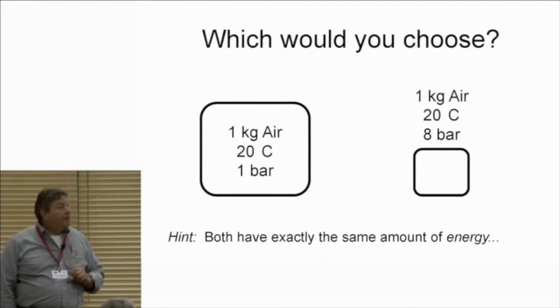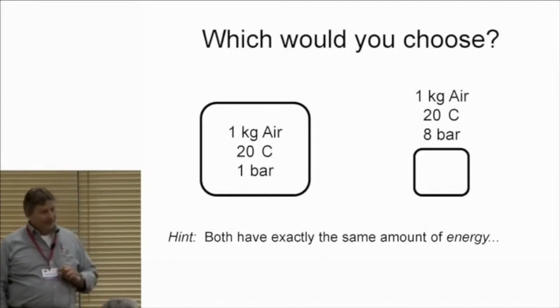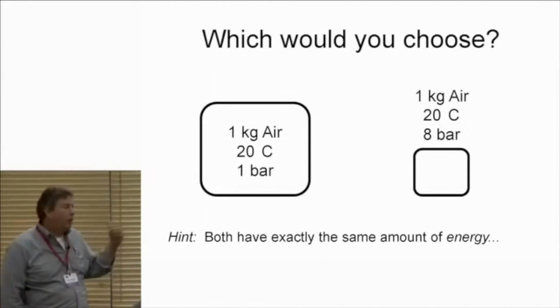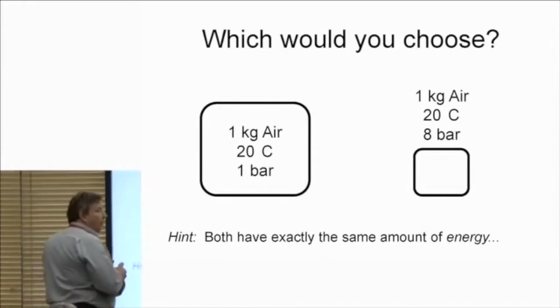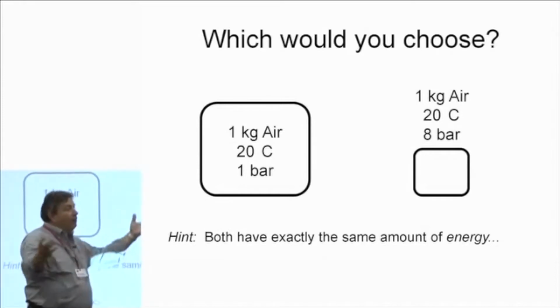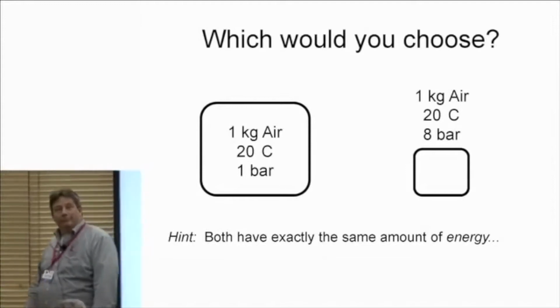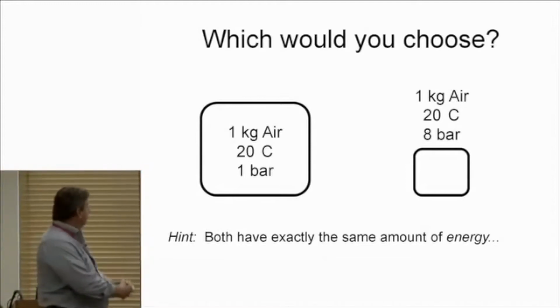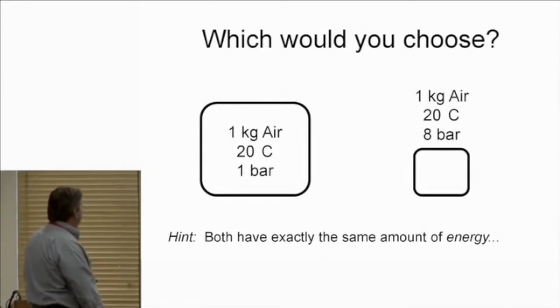Which would you rather have given where you are? The 8 bar. You'd rather have the 8 bar. Why would you rather have the 8 bar? I live in a 1 bar environment, so I can utilize the difference. Well, how would you utilize it? Take the air and run it through a turbine. Yeah, that would be a great way to do this.